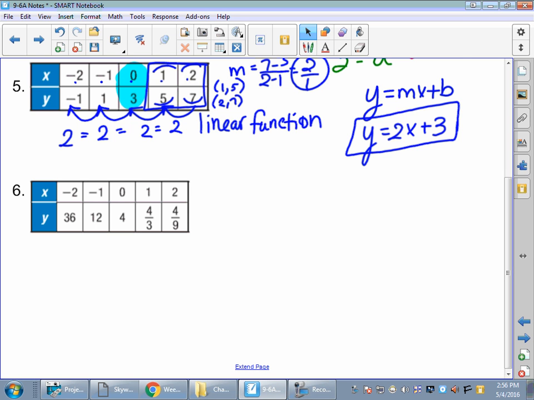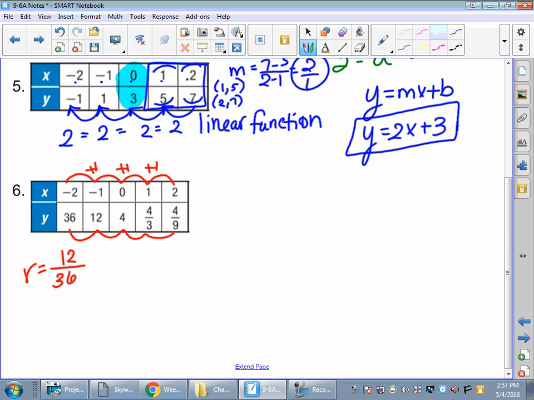So what I'm going to do is rewrite these as a ratio. And if you notice, as my x numbers are increasing by 1, they're going up by 1, my y values are declining. They are getting smaller. So I'm going to take 12 and put it over 36. And that gives me 1/3. And I'm going to do it again. I'm going to take 4 and put it over 12. Notice I always work with the second number and put it over the one right before it. That also gives me 1/3.